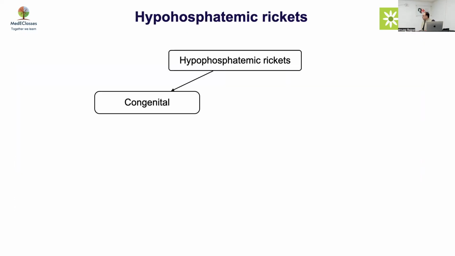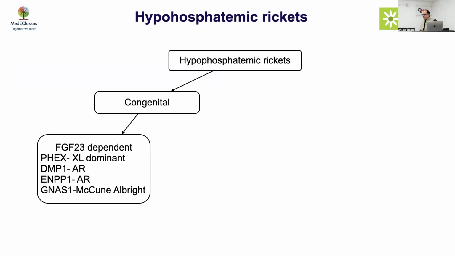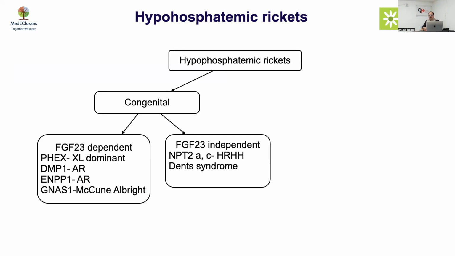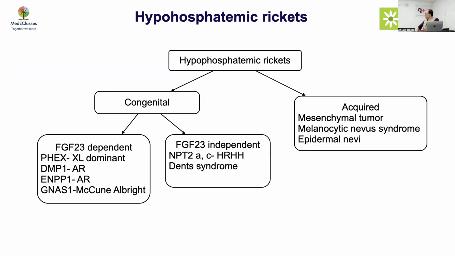Hypophosphatemic rickets can be congenital because of a problem in FGF23, which can be a PHEX defect, PHEX being an enzyme which metabolizes FGF23, an X-linked dominant disorder; DMP1, which is autosomal recessive; and GNAS1. GNAS1, we all know, is related to McCune-Albright, so McCune-Albright can also cause hypophosphatemic rickets, as one of its manifestations. FGF23-independent causes are due to an NPT problem, which is HHRH, hypophosphatemic rickets with hypercalciuria, and Dent syndrome, which is a form of tubulopathy. Then you can also have cells which produce FGF23, like mesenchymal tumor, epidermal nevi, and melanocytic nevus. These can all cause hypophosphatemic rickets.